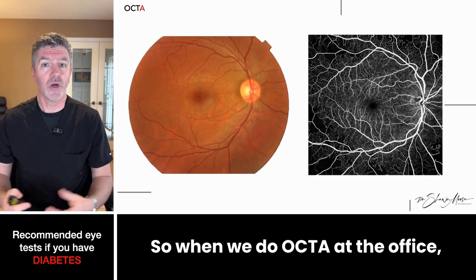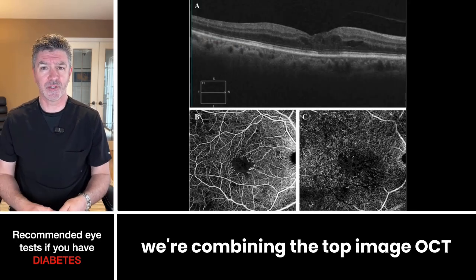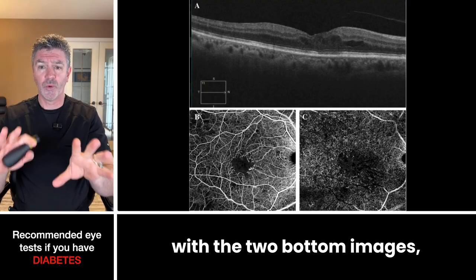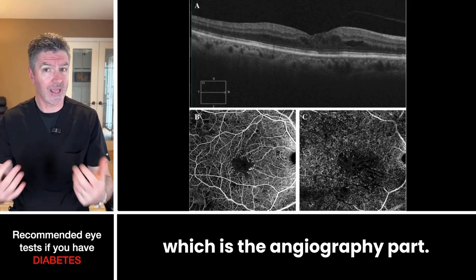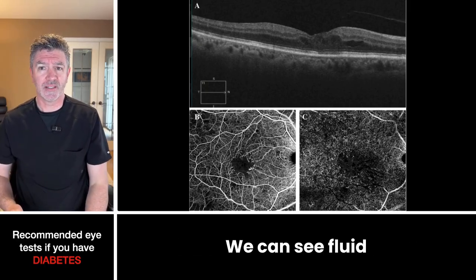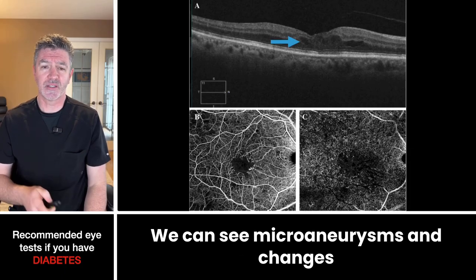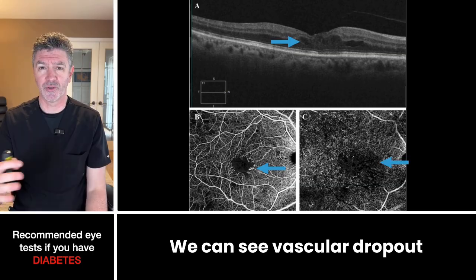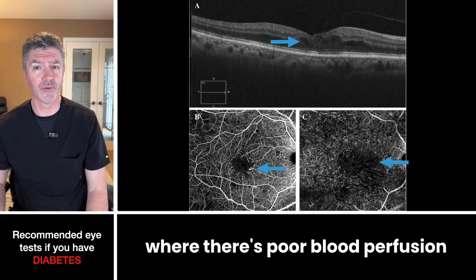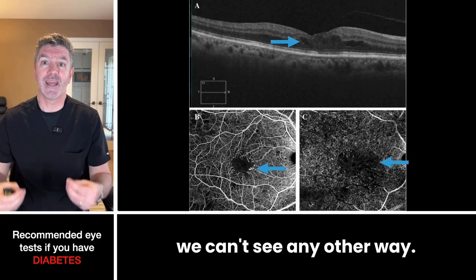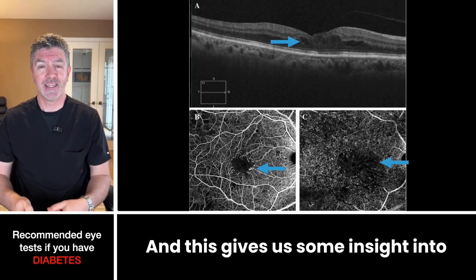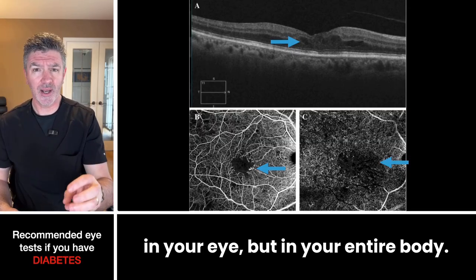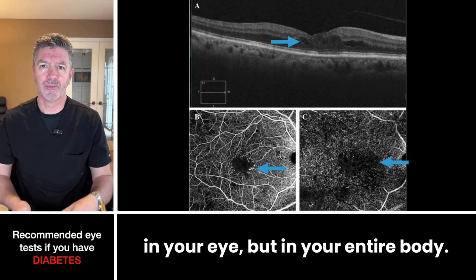So when we do OCTA at the office, we're combining the top image, OCT, with the 2 bottom images, which is the angiography part. We can see fluid in the back of the eye. We can see microaneurysms and changes to the blood vessels. We can see vascular dropout where there's poor blood perfusion to the back of the eye that we can't see any other way. And this gives us some insight into the control of your diabetes, not just in your eye, but in your entire body.